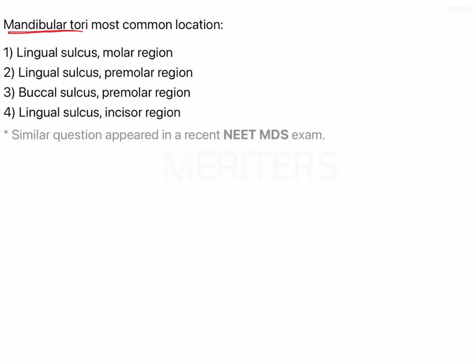Mandibular torus, most common location. It is situated in the lingual sulcus in the molar region, or the lingual sulcus premolar region, the buccal sulcus premolar region, or in the lingual sulcus incisor region. So mandibular torus is a type of exostosis.